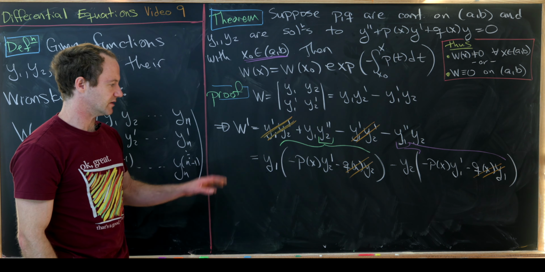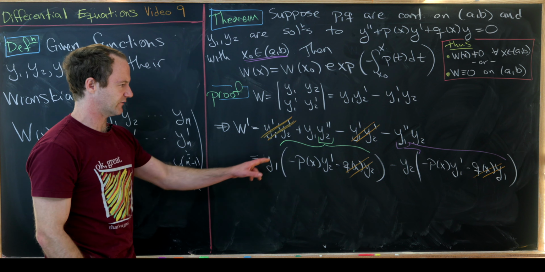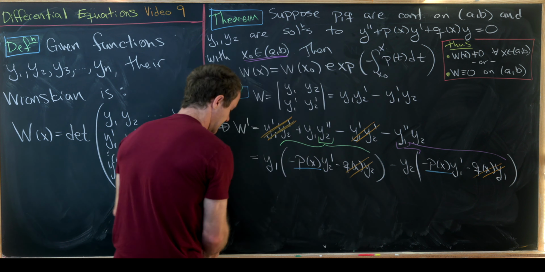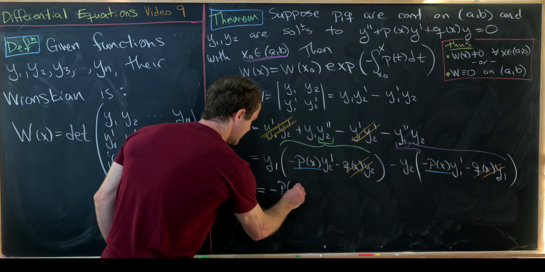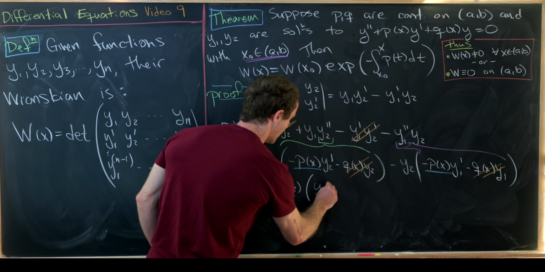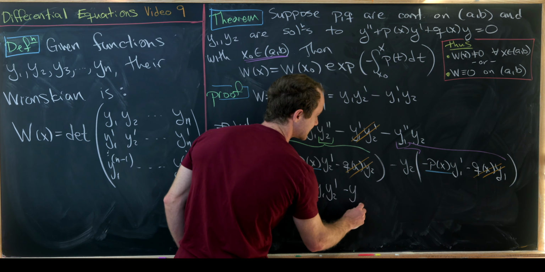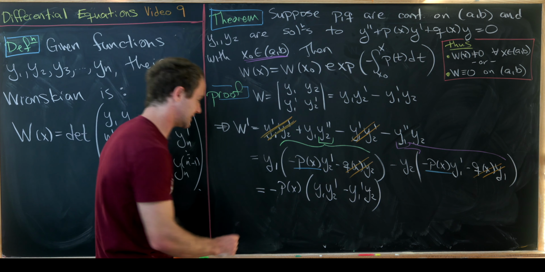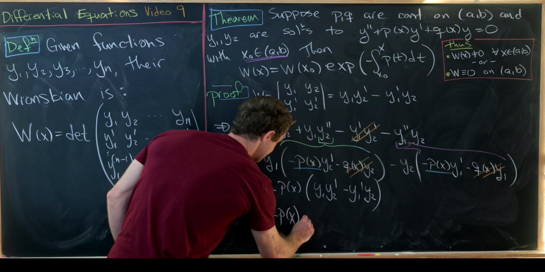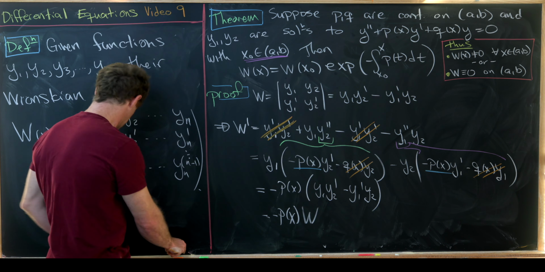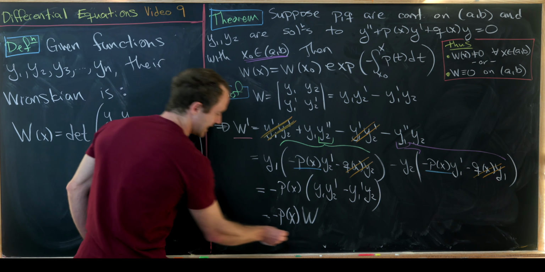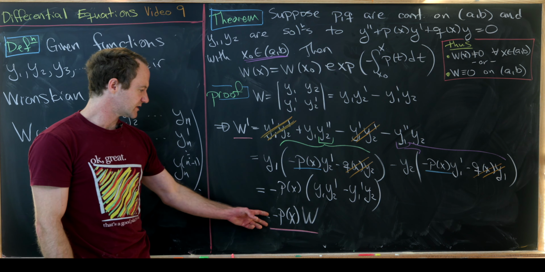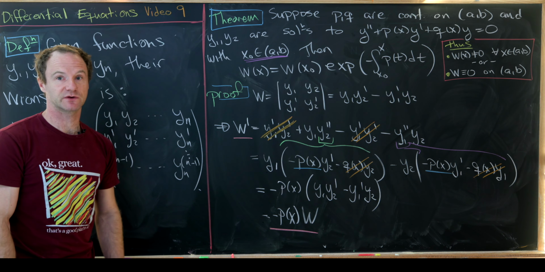So that's pretty good. And now let's see what we're left with. We can factor a negative p of x out of what's left, and then we'll be left with negative p of x times y1 y2 prime minus y1 prime y2. But that's exactly the Wronskian, so we get negative p of x times w. But looking at the extreme left and right hand side, we have just created a first order differential equation for the Wronskian. So let's bring that up here and we'll solve that differential equation.